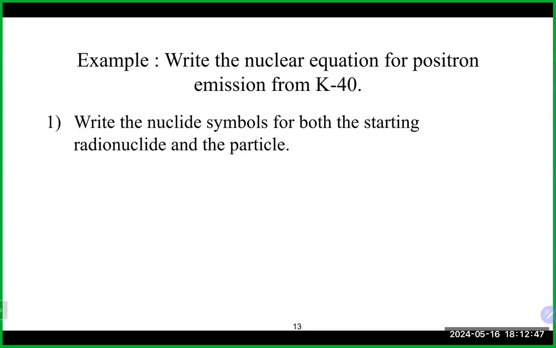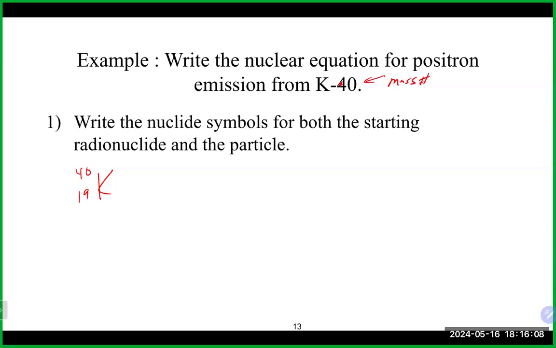Write the balanced equation for the positron emission of potassium-40. If you have a periodic table, that would be helpful. Okay, let's take a look at this one. Potassium-40, written this way, 40 is our mass number, so that's what we're going to start with. We can use our periodic table to get our atomic number, which is 19.